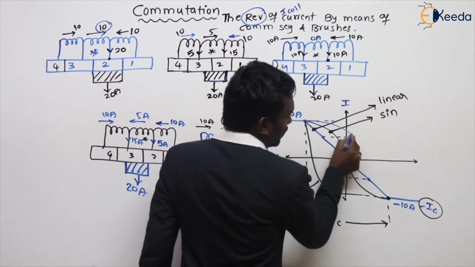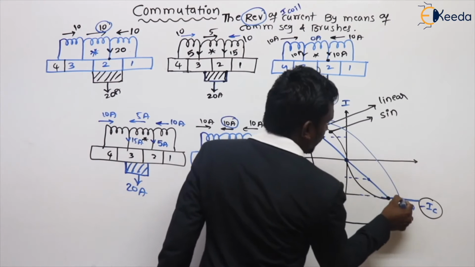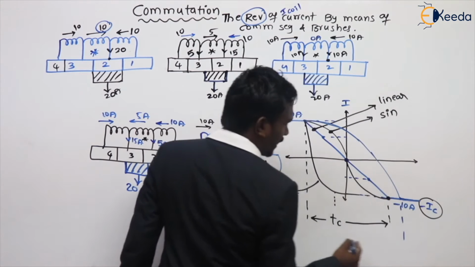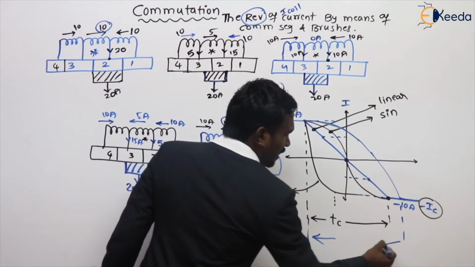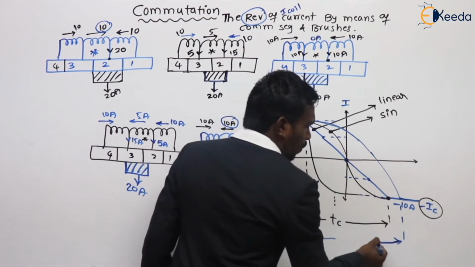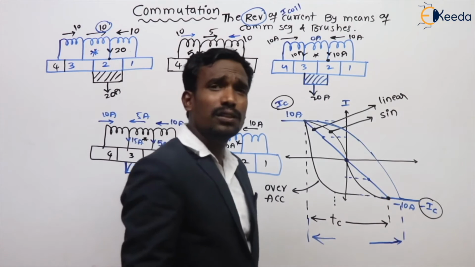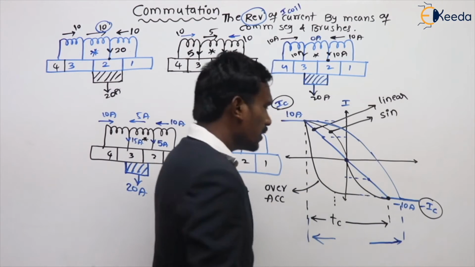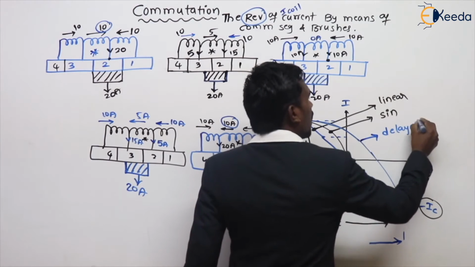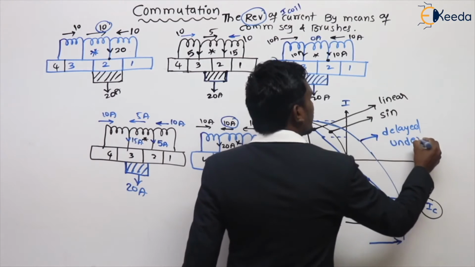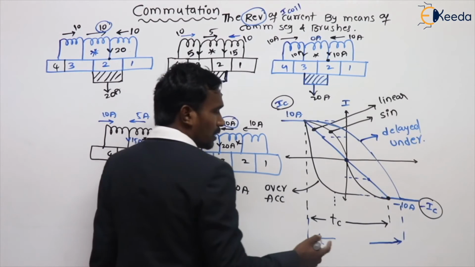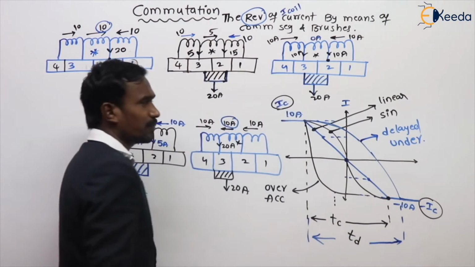And for example, the commutation is going like this. What is this called? See here, the time taken for reversal of current is greater than the commutation period. Actually, the commutation period is, for example, 1 second, but it takes 1.05 seconds. So here the commutation period is more. That's why this is called delayed commutation, or it is also called under commutation. Delayed commutation or under commutation.